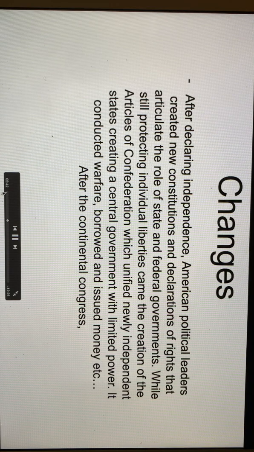state and federal governments, while still protecting individual liberties. Came the creation of the Articles of Confederation, which unified newly independent states, creating a central government with limited power. It conducted warfare, borrowed and issued money, etc. After the Continental Congress, this was the first attempt at having a constitutional framework for the government.